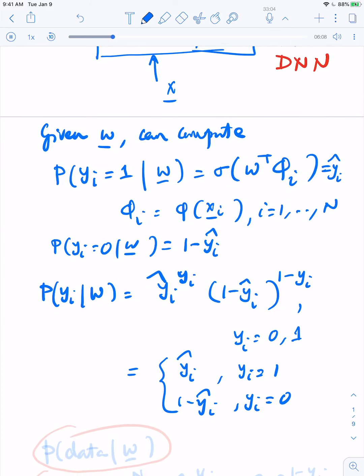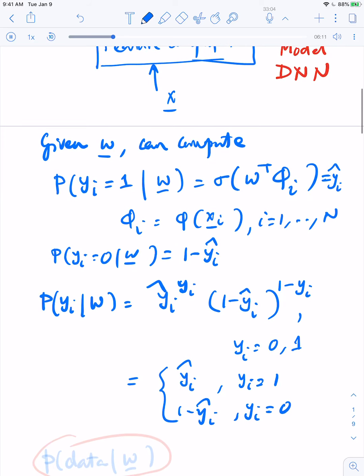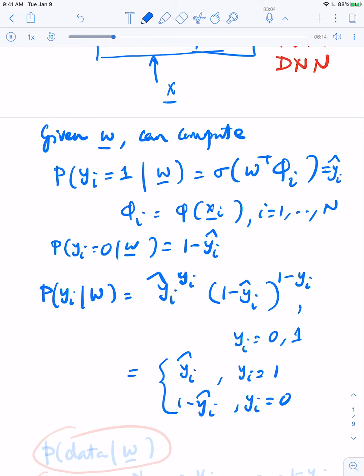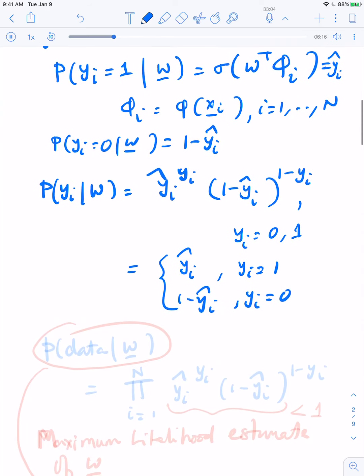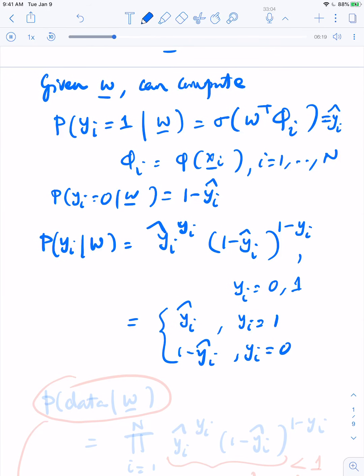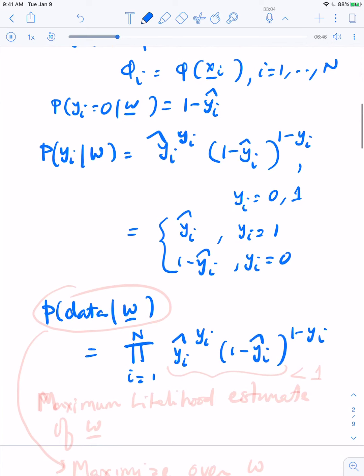And now we can say, okay, now given w, I can write down the conditional probability mass function for the entire set of training data you have given me by assuming that the training data points are independent. So I can basically say that the probability of the data given a particular model w is the product, over all training data points, of yi hat to the power of yi, 1 minus yi hat to the power of 1 minus yi, right?